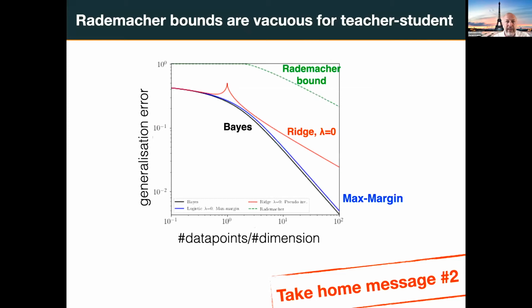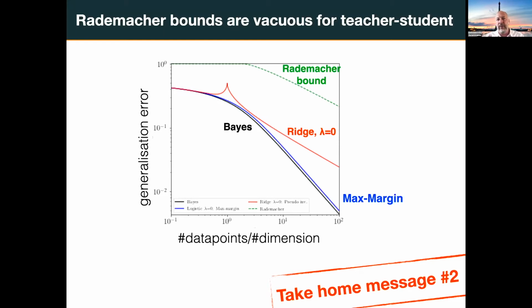Now let's look at the second result, which is perhaps not surprising these days, that the bound given by the Rademacher approach for this very problem is almost entirely vacuous. So here I'm showing again these three curves that I showed you a few minutes ago for the problem where you had the teacher and the student was just a sign with a hidden vector. The Bayes curve is the black curve. The blue curve is the max margin. In fact, if you use logistic or hinge, you get basically the same kind of result. Only ridge is getting bad. But still, Rademacher is very far from all of this.